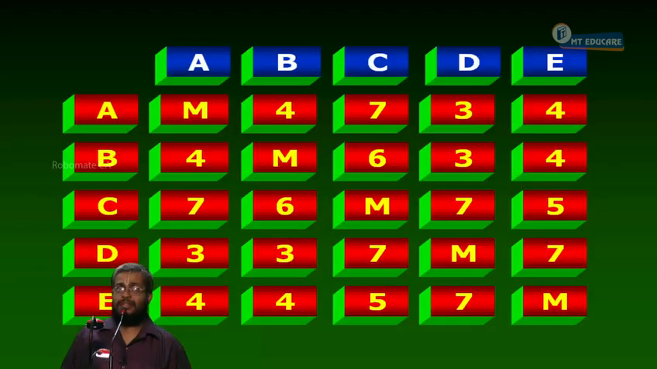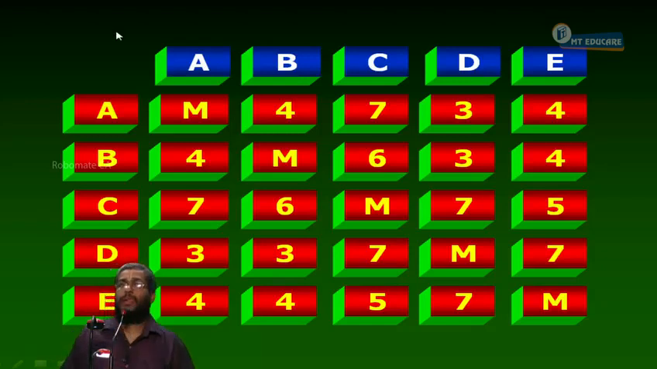Please tell me the matrix. Everybody, you need not write A, B, C, D, etc. Write the body of the matrix, enough. Tell me what the matrix is, all of you together. Row 1: M, 4, 7, 3, 4. Row 2: 4, M, 6, 3, 4. Row 3: 7, 6, M, 7, 5. Row 4: 3, 3, 7, M, 7. Row 5: 4, 4, 5, 7, M.